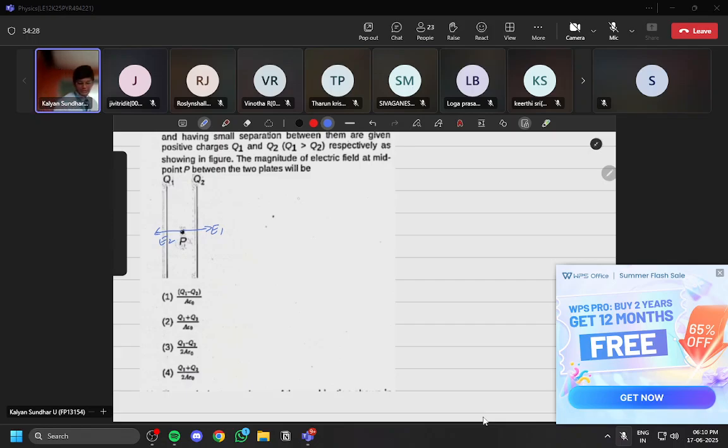So what is the electric field due to one plate? Sigma by 2 epsilon naught. So this will be sigma 1 by 2 epsilon naught minus sigma 2 by 2 epsilon naught. Both have different charges, q1 and q2, that is why I have taken it as sigma 1 first. So this will be q1 by 2A epsilon naught minus q2 by 2A epsilon naught. Taking it common, the answer will be the third one.